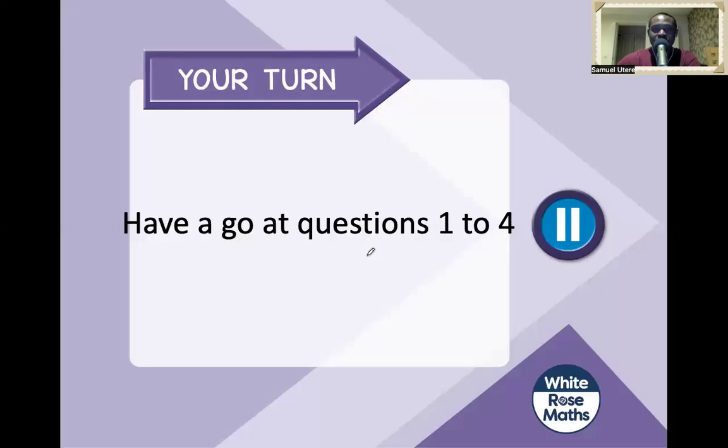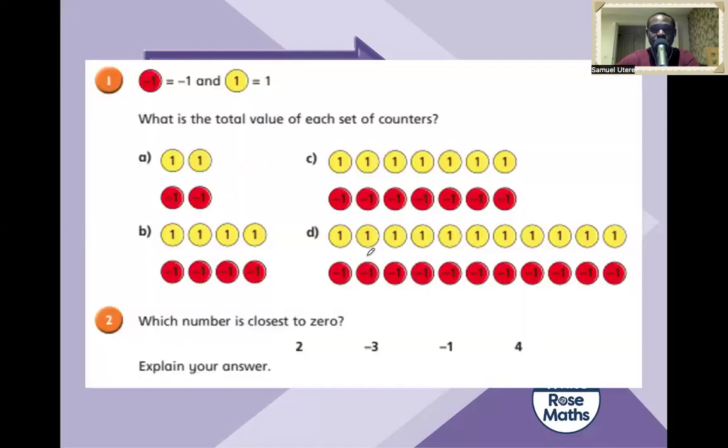It's now time for you to practice what you've learned. So far you've learned how to use negative numbers on a number line by thinking about the intervals and how to complete the intervals on a number line. Pause the video and answer questions 1 and 2 in 3 minutes.